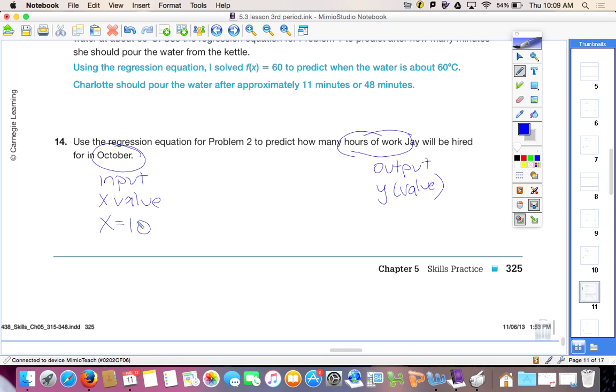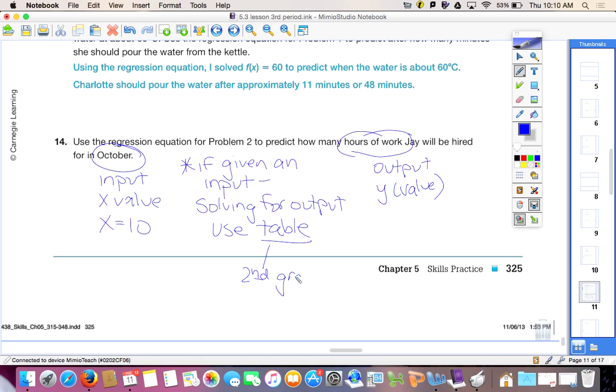10. Do you all agree with 10? So our X value is 10 because our X1 was January, right? And that's when it was 1. Okay, so the other day I told you that if you are given an input and you're looking for the output, what feature do you use? Your table. Use your table. If you're given an input and you're solving for output, use table feature. Okay? And how do you get to the table? You get here by doing second graph.